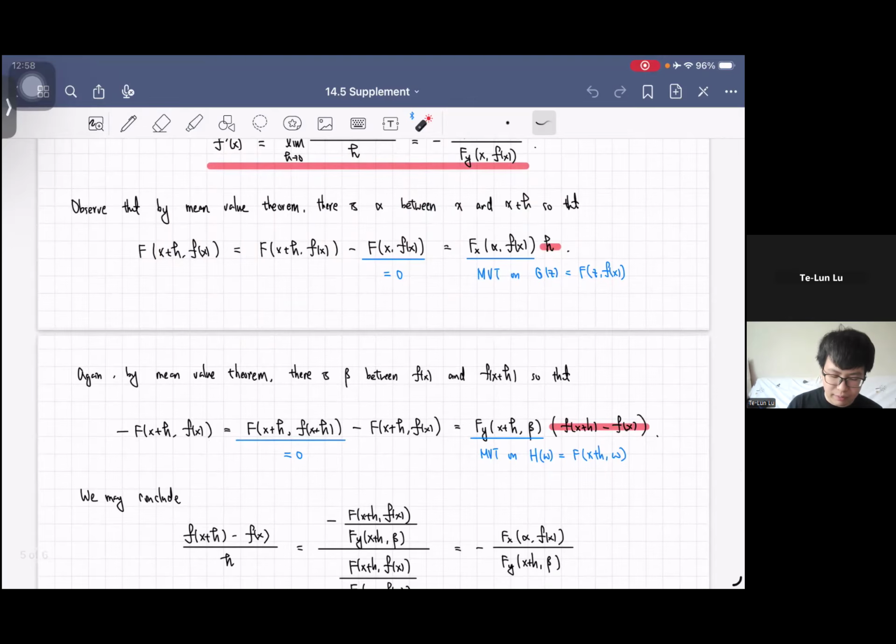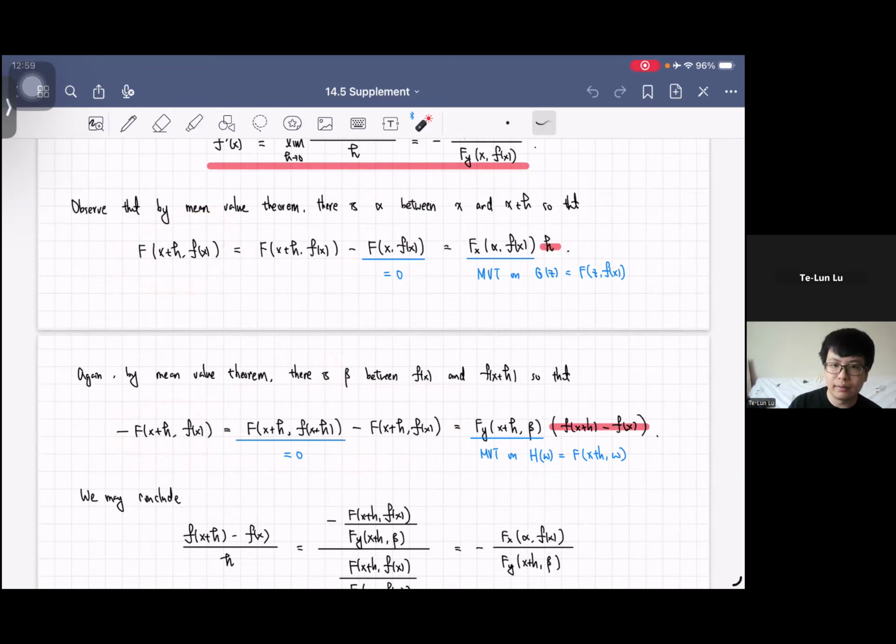And then let us investigate this guy. Minus of capital F, x plus h, f of x, which is this guy, the minus of this guy. And again, this is the same thing as this guy, right? Because this guy is, again, 0 by definition of little f.